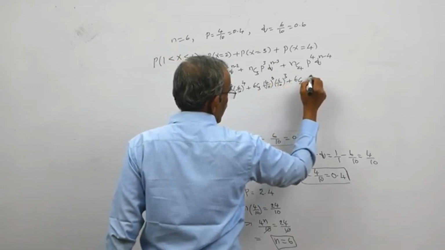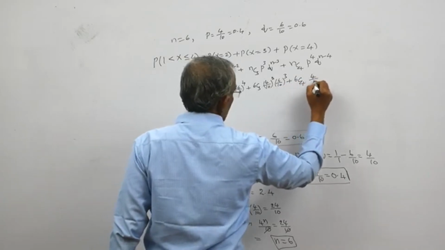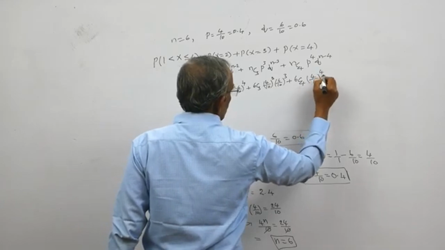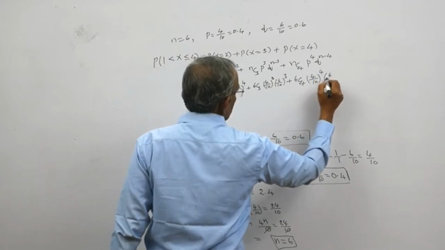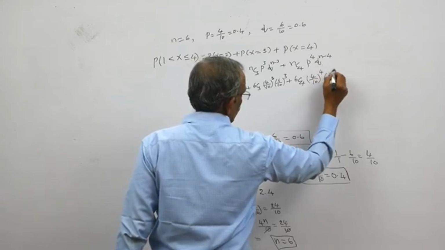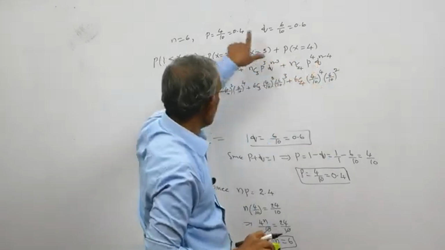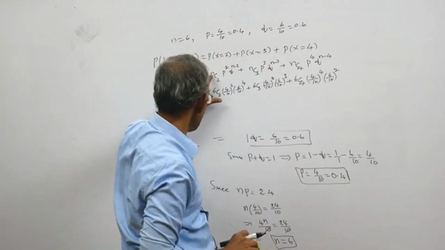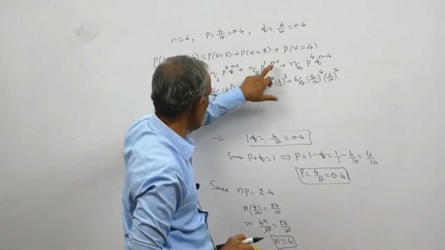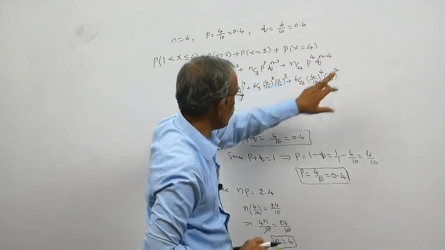6C4, p is equal to 4 by 10 whole to the power of 4, q is equal to 6 by 10 whole to the power of 6 minus 4, 2. Here we take n equal to 6, so 6C2, here 6 minus 2 is 4, 6 minus 3 is 3 for 6C3, and here 6C4, 6 minus 4 is 2.